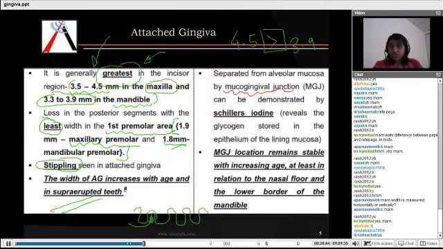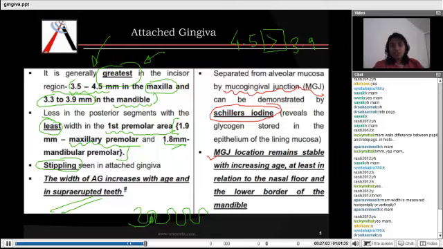We can actually demonstrate this mucogingival junction by Schiller's iodine. This Schiller's iodine stains the lining mucosa, because lining mucosa has glycogen, and it stains the lining mucosa darker, so we can actually see the attached gingiva against it.